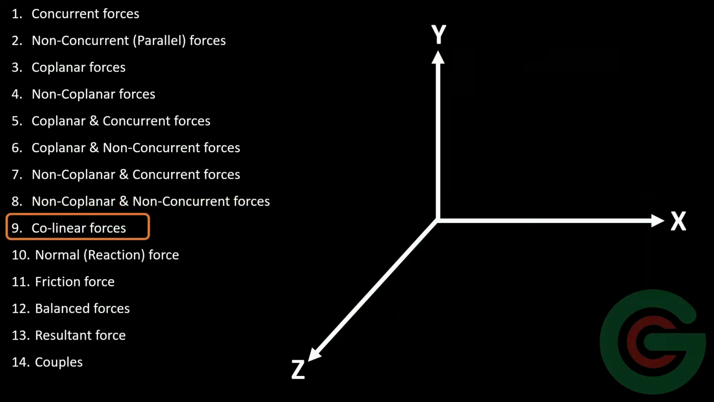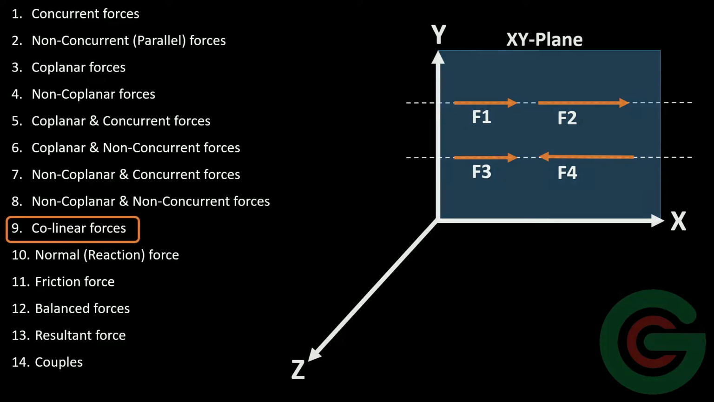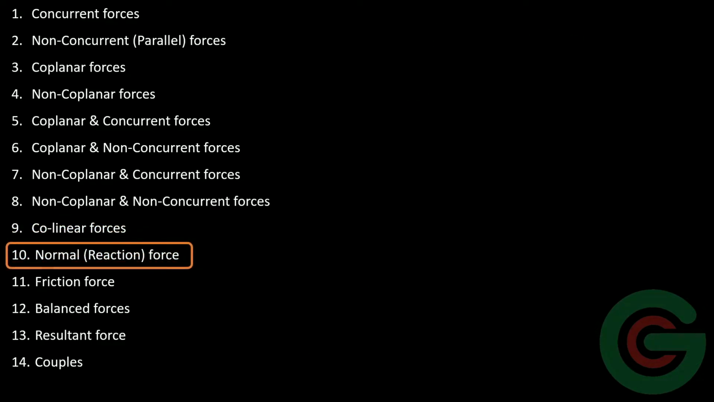Next, collinear forces. In a given plane, if the forces have the same line of action, then they are called collinear forces. They can be either along the same direction or acting opposite to each other. Next, normal force or reaction force. Let there be a box resting on a rough horizontal surface.